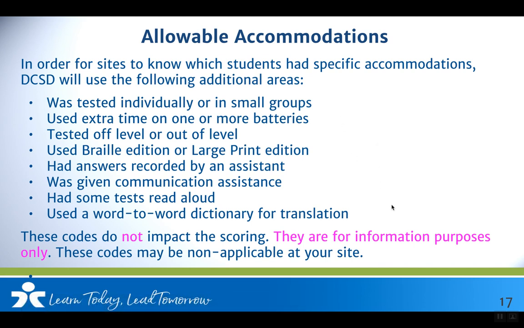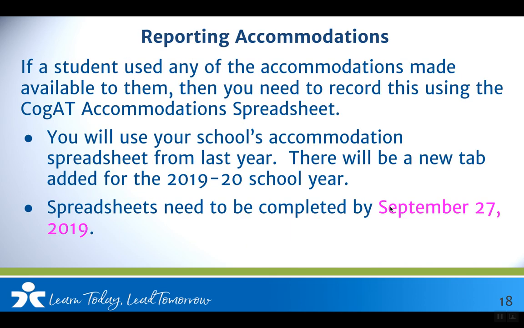And again, for accommodations, they need to be on an IEP or 504 to have this. The only one that you don't need to have that for is to test individually or in small groups. This could be for various reasons: if they have anxiety, if they're a behavior problem and it might disrupt the rest of the class, if they focus better. This one you can use without it being on a plan, but everything else needs to be a part of their IEP or 504.